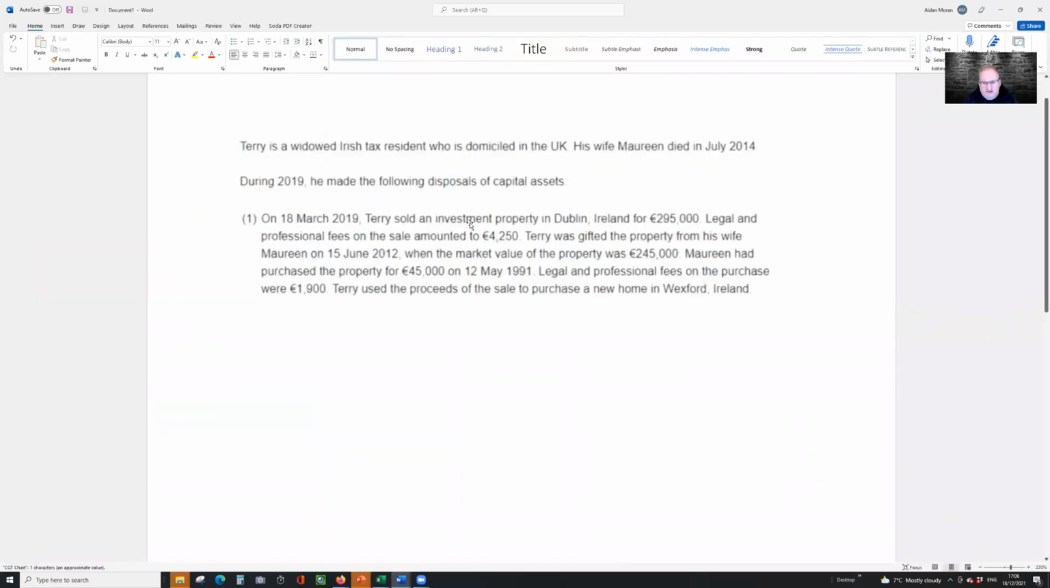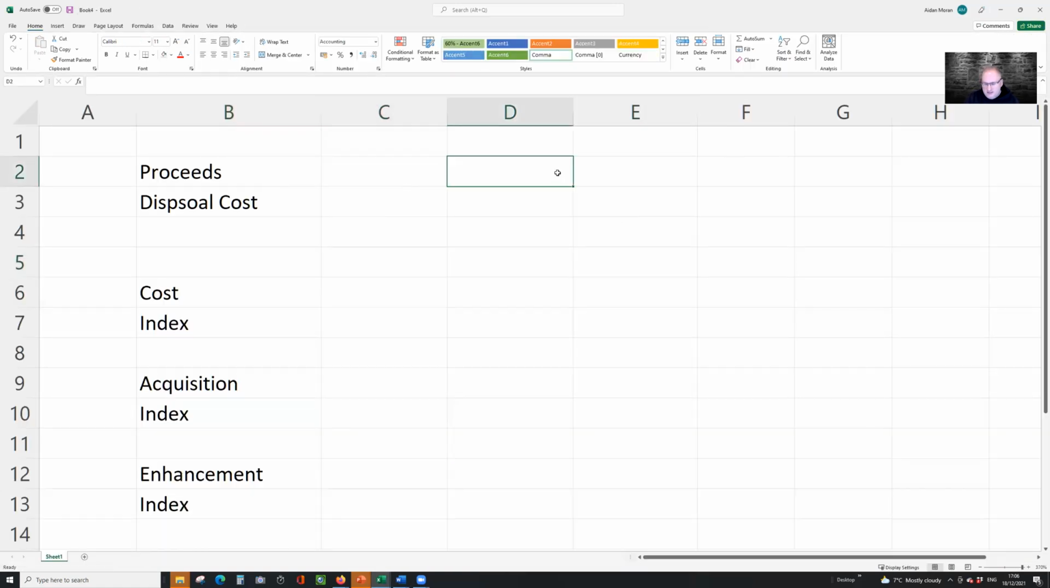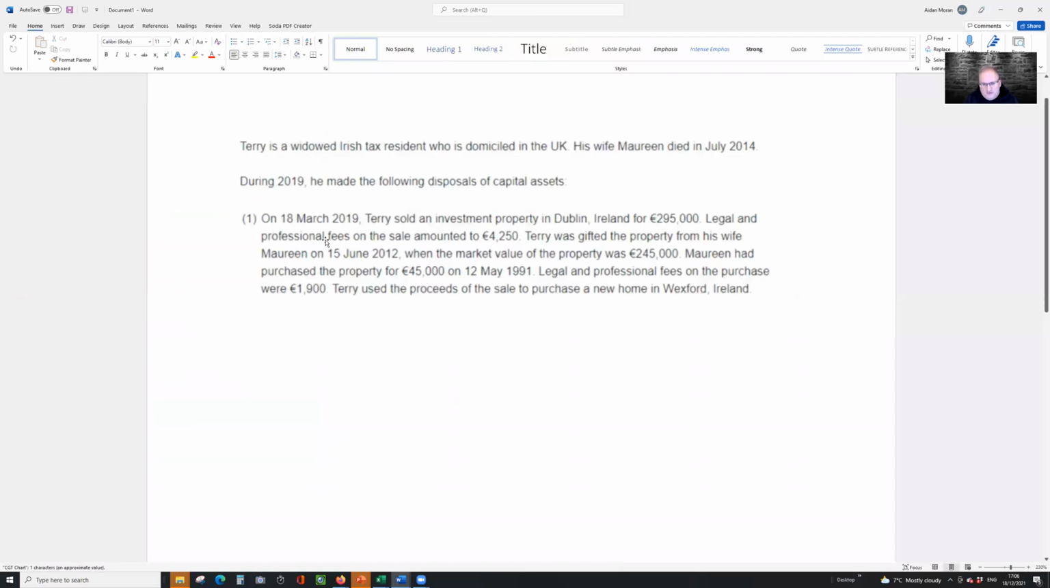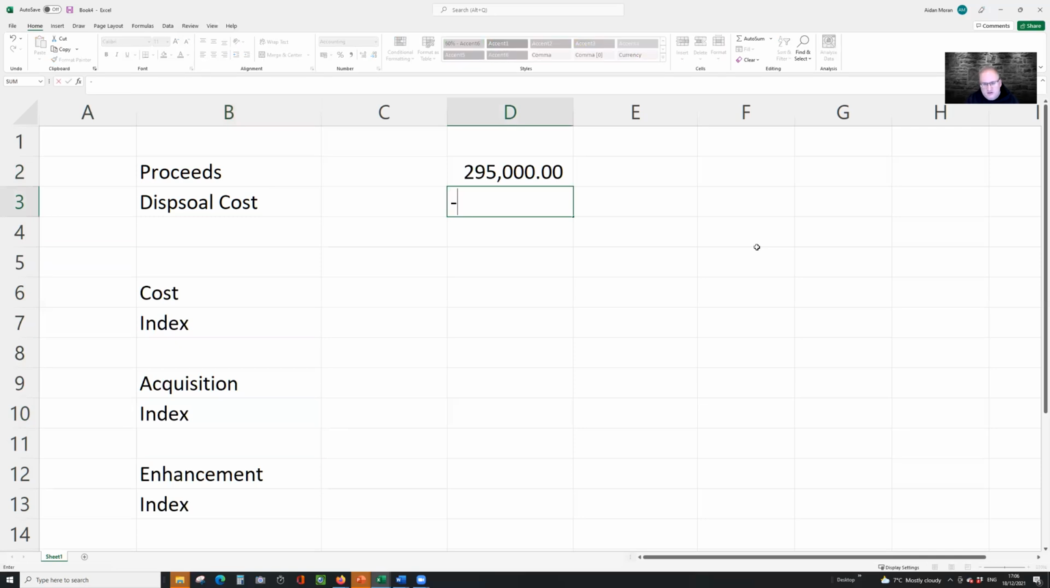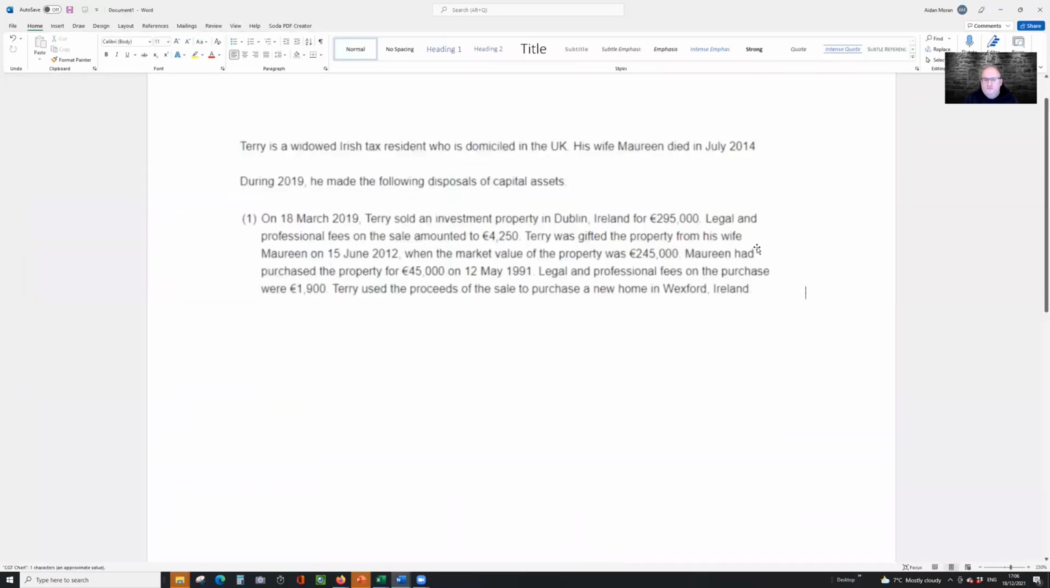So Terry sold an investment property in Dublin for 295. There you go, that's your proceeds. The legal fees and professional fees on sale amounted to 4250. That's an allowable cost. So my net proceeds are going to be 290. Wonderful. I now need to know my cost to finish the question.